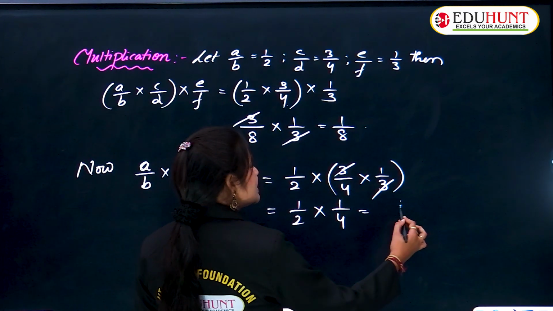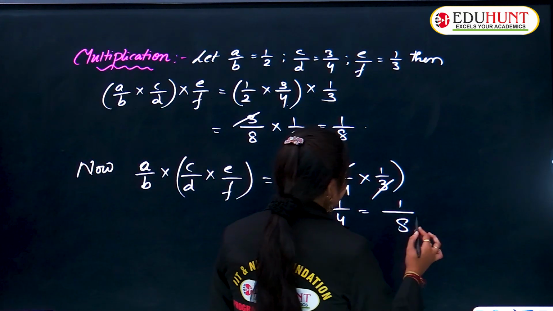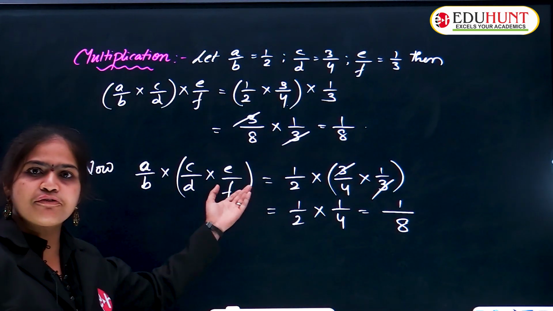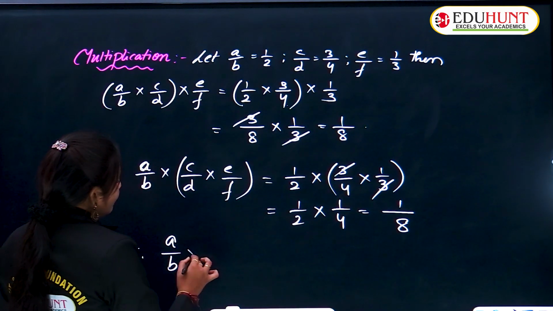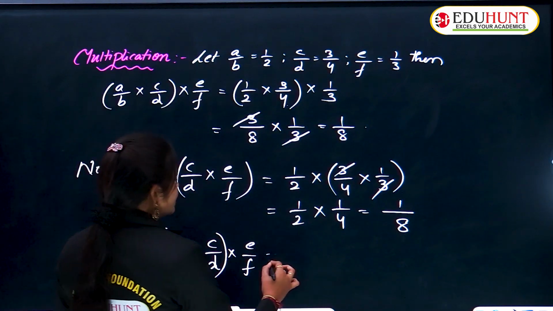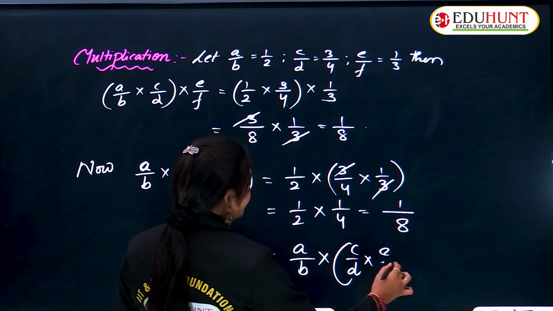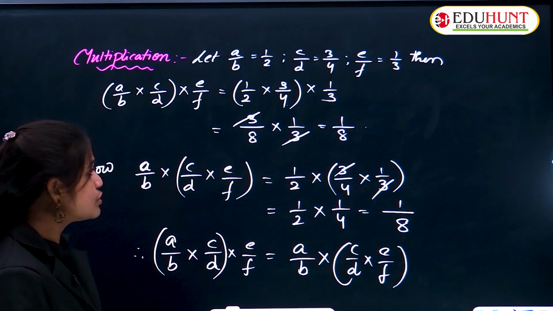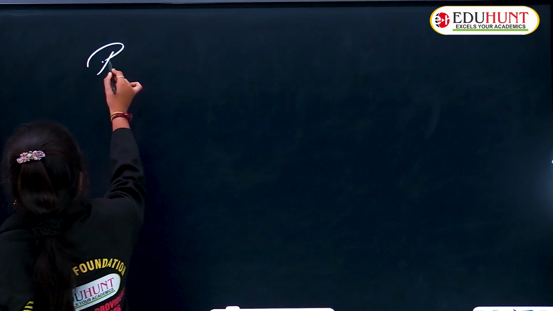Then here 1 into 1 is equal to 1, and its denominator 2 into 4 is equal to 8. Just observe, in those two cases, are we getting the same result or not? Yes, of course, 1 by 8 is equal to 1 by 8. That's why (A by B into C by D) into E by F, which is equal to A by B into (C by D into E by F). Do those two also have the same value or not? Yes, of course, those two also have the same value.